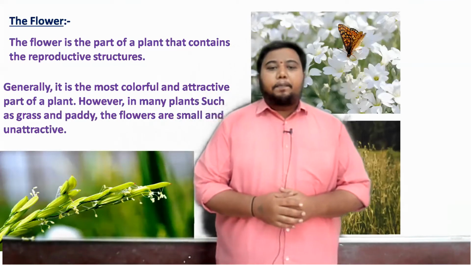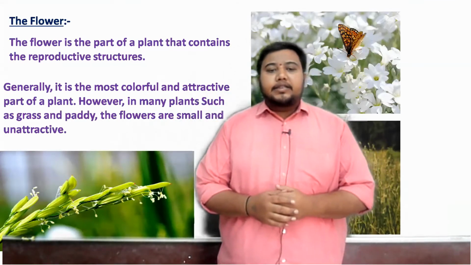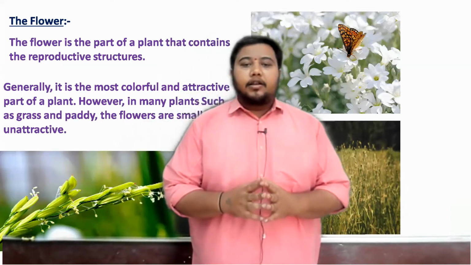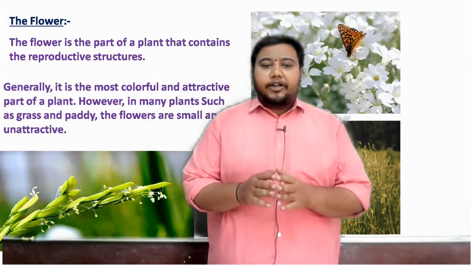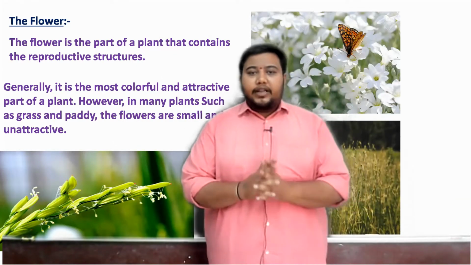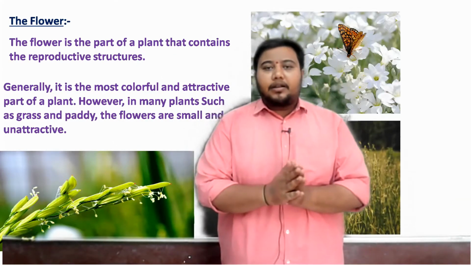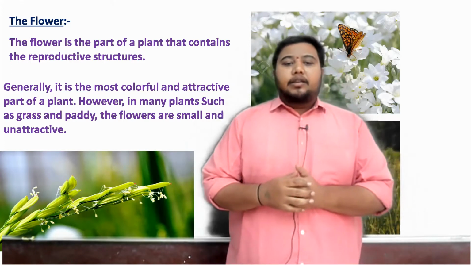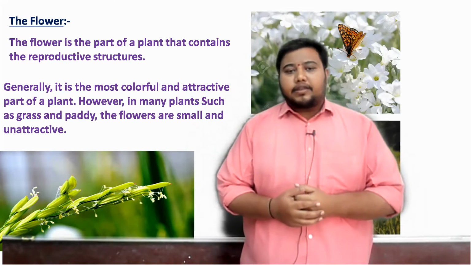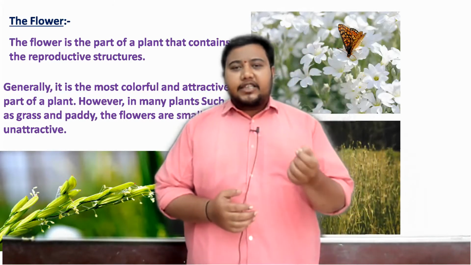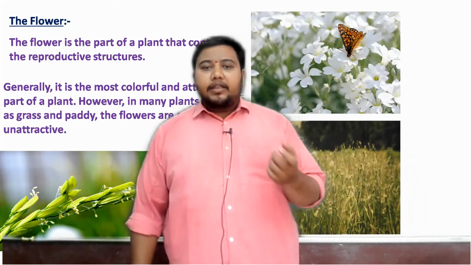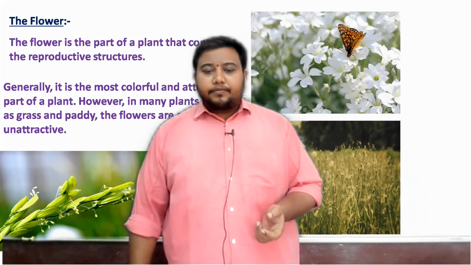A flower is the part of a plant that contains the reproductive structure. It is the most colorful and attractive part of a plant. However, in many plants, such as grass and paddy, the flowers are unattractive. The flowers are very small in size in such kinds of plants.